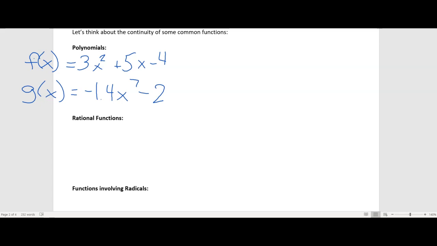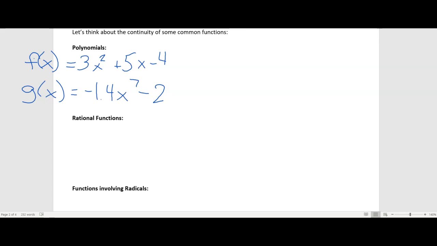So if we think back to what a polynomial is, it's a function that's a sum or difference of certain terms where the exponent on the variable is a non-negative integer. So we can't have negative exponents. We can't have fractional exponents. We can have an exponent of 0, and then we can have all the natural numbers being exponents. And those are our polynomials.